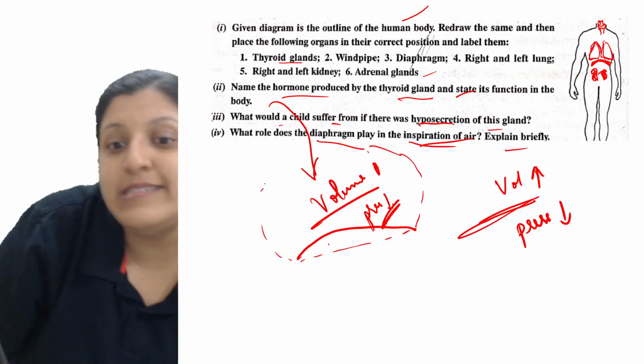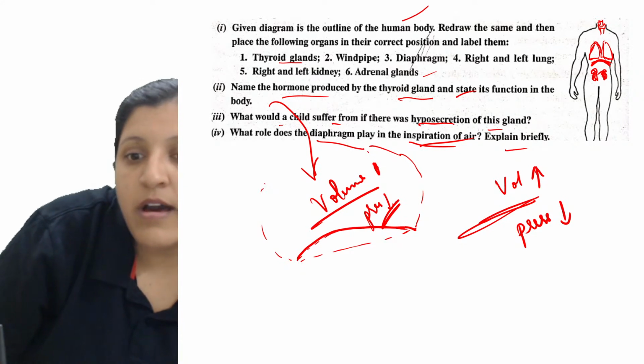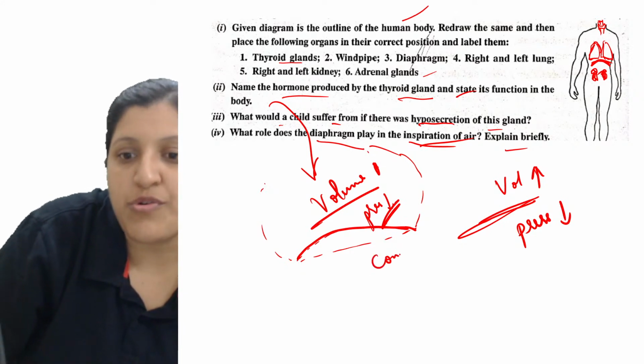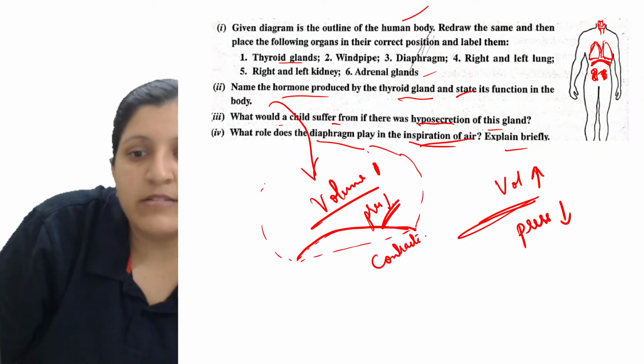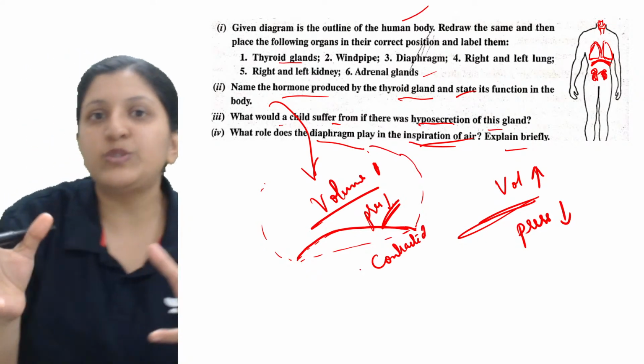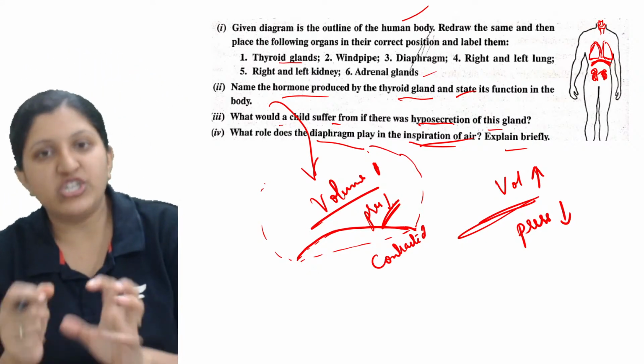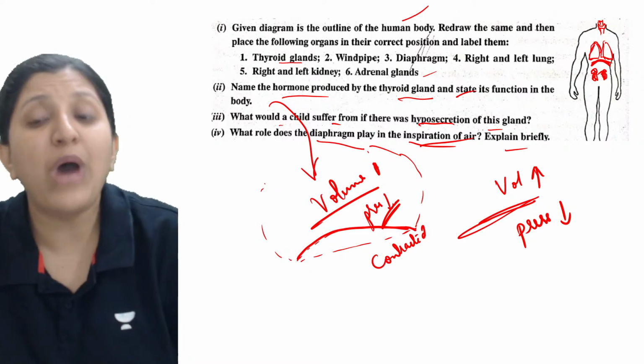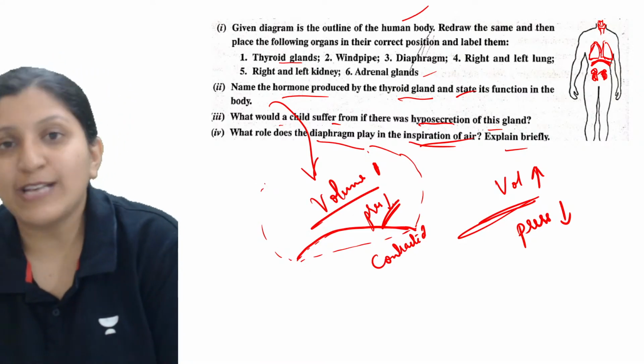So in that case, this particular diaphragm is contracted. Okay. And the reverse can be seen. It is going to get back to normal condition, that is, in a relaxed condition, once the expiration has to occur.